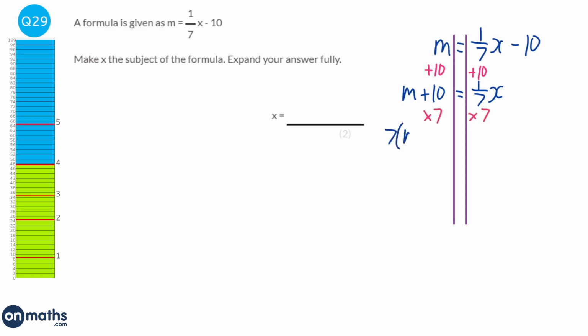So 7 brackets m plus 10 equals x. So x would equal 7 brackets m plus 10, but it says expand your answer fully, so we're just going to expand the brackets: 7m plus 70.